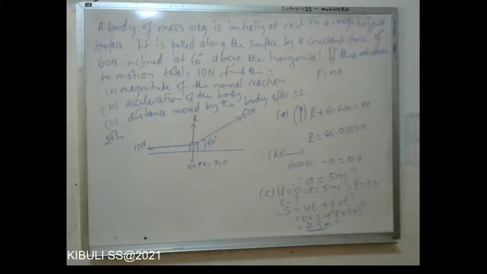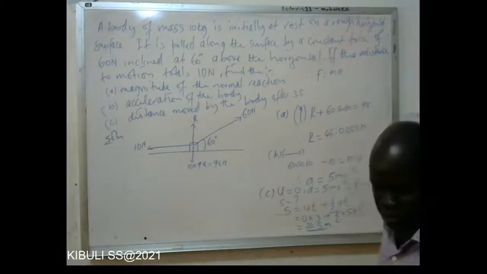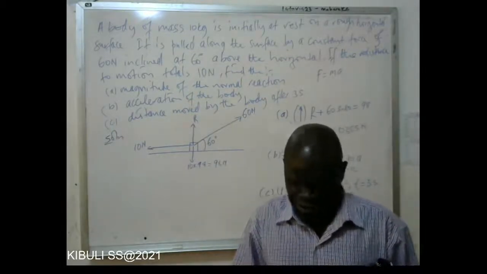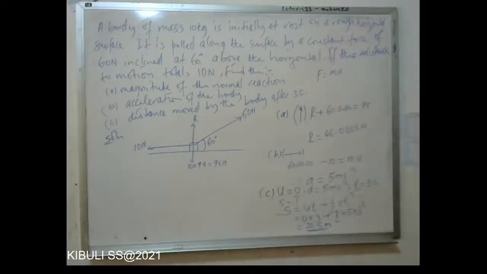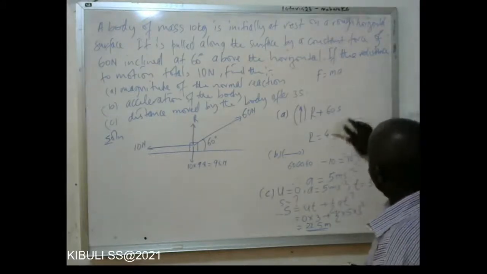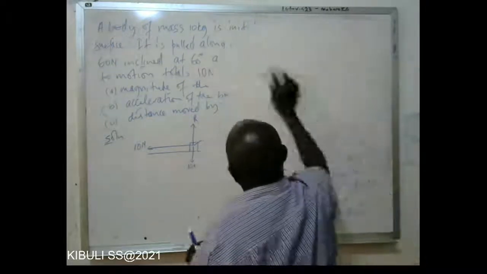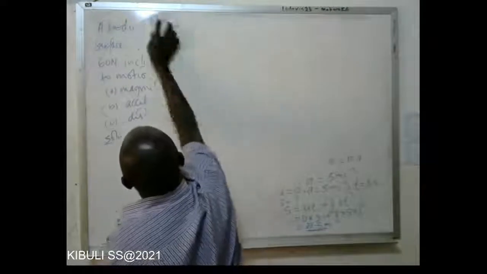The second example. I don't know whether I'm very fast. Maybe I can slow down a bit, so that I give you time to look through the work. Okay, so let's say you are done. Now let's look at the second example.